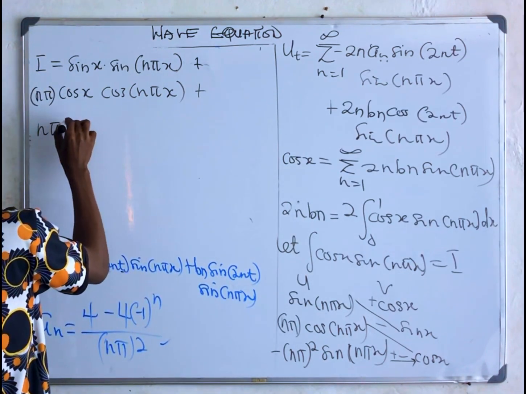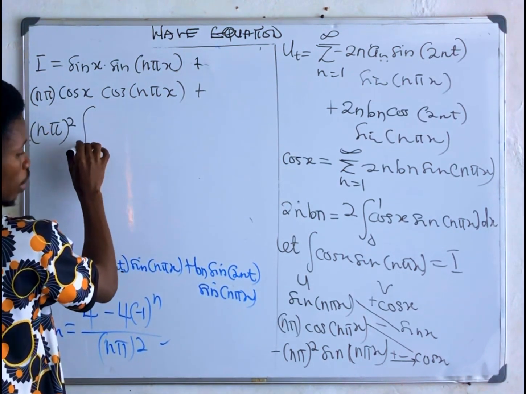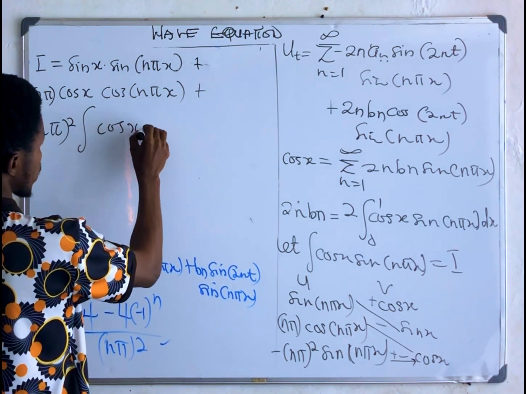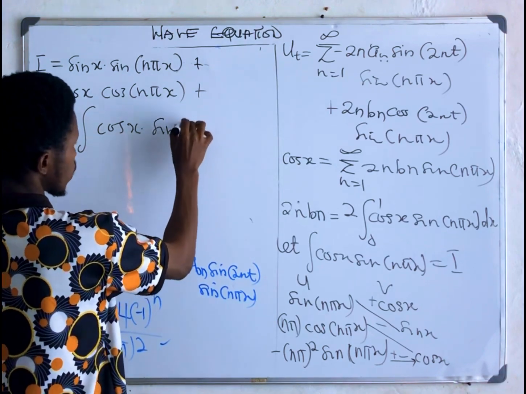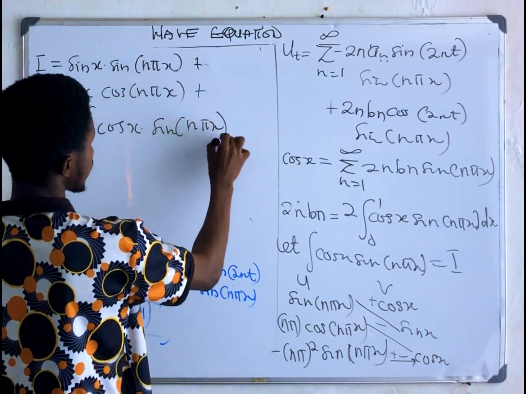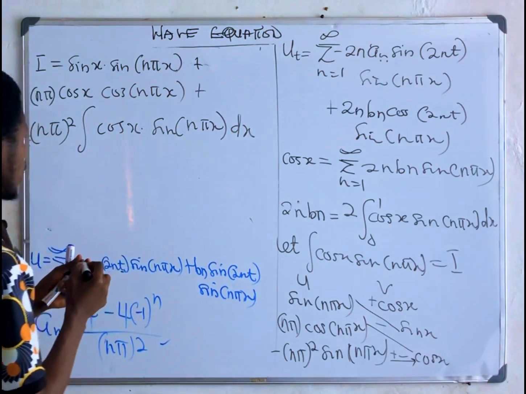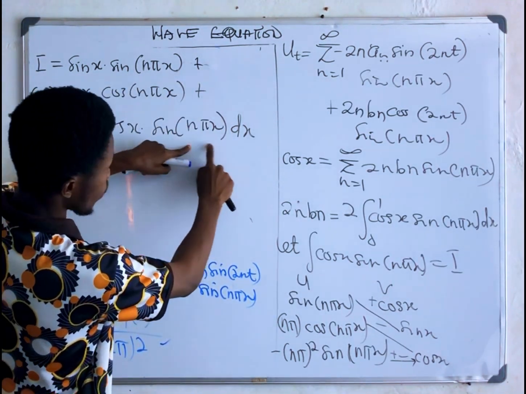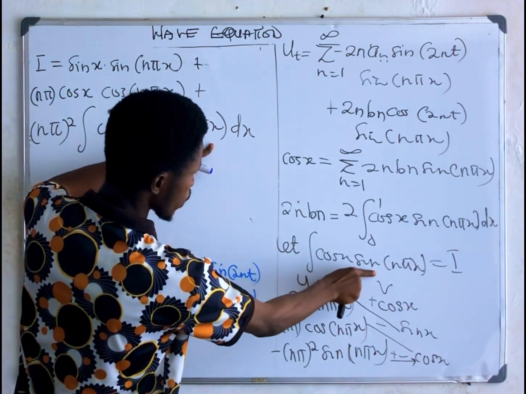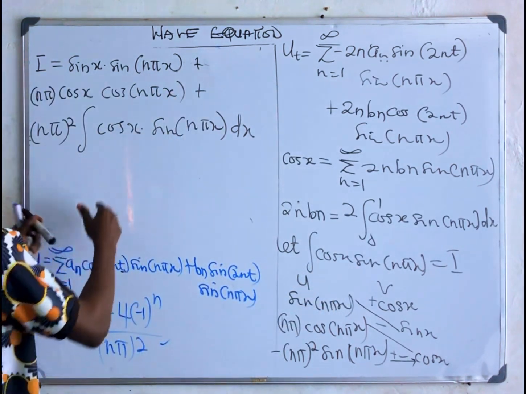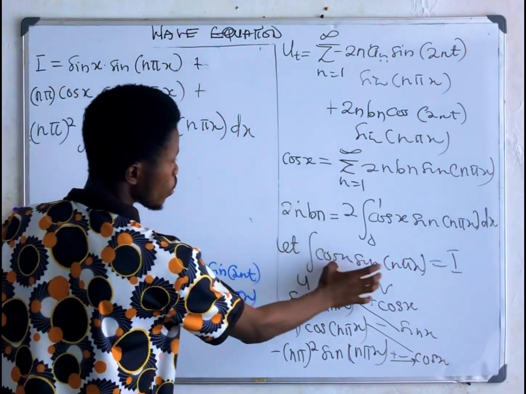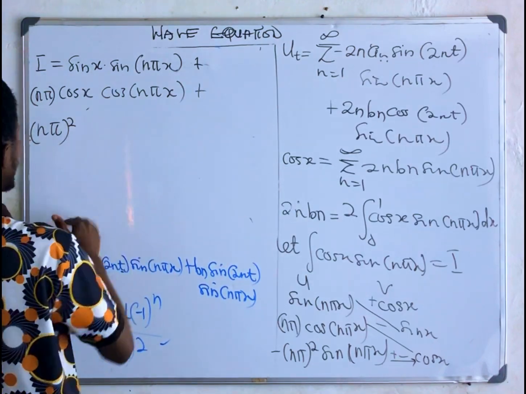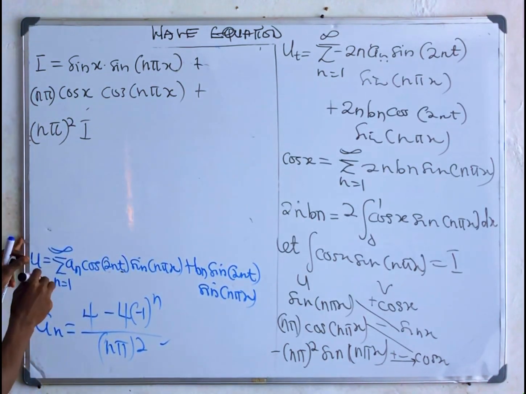So n pi squared integral of cos x sine n pi x dx. Now let's look at this one. This integral sign we have here is the same as this one. Can you see that they are the same? So in place of this, I can move the whole of this and replace it by what? I. So don't be confused. So the whole of this, I'm going to replace by what? I. Because they are the same.